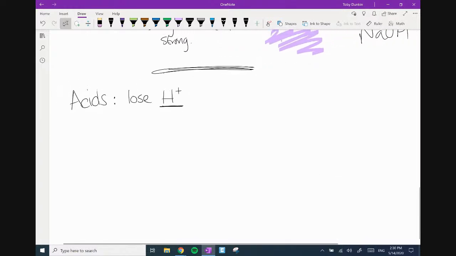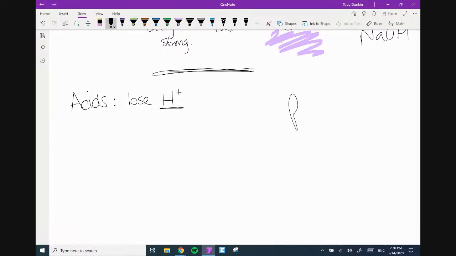Oh, properties. Missed it. Properties of acids and bases. There are two properties, and that's all you need to know.